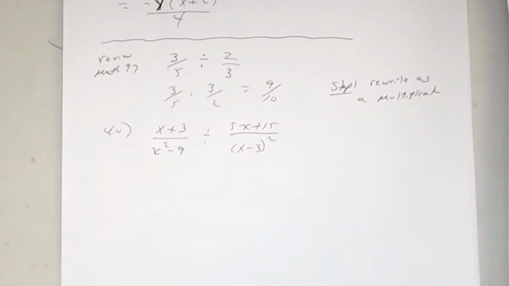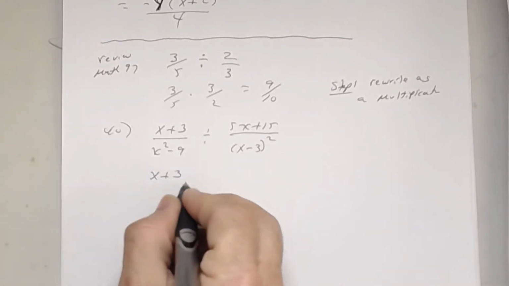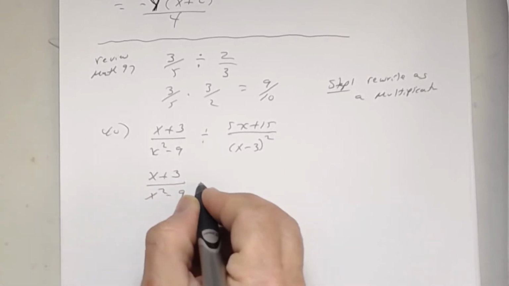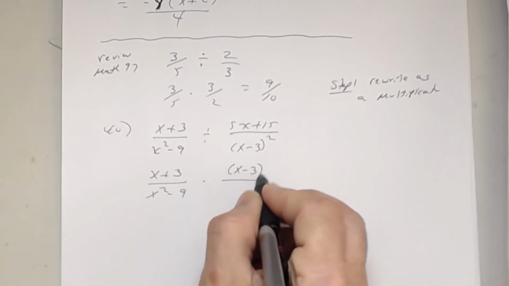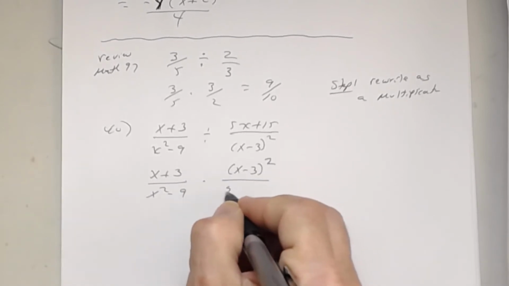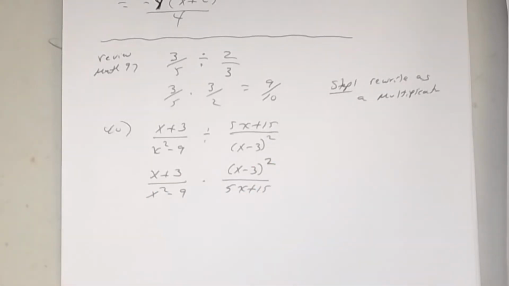Just like we did in that review, the first rational expression stays as it is: x plus 3 divided by x squared minus 9. And then you say times what though? X minus 3 squared divided by 5x plus 15. So that was step 1. It's just like multiplication, except you have an additional step, and that is the first thing you do: change it to a multiplication problem. And now the rest is just like you did before. Step 2 then becomes factor.